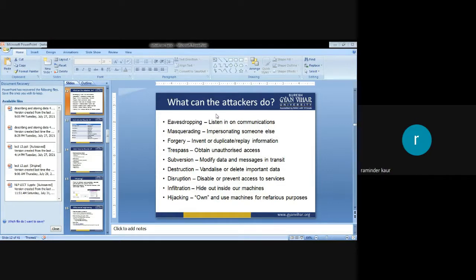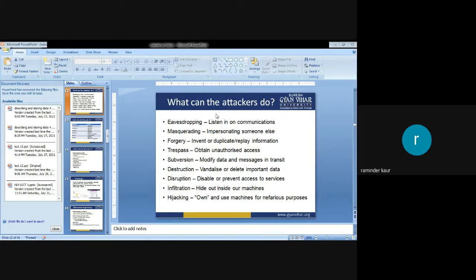Now, what can the attackers do? There are certain things that they can do. Eavesdropping. Eavesdropping is concerned with passive attackers. A is sending some kind of information to B, and there is a passive attacker lying between A and B, it could be called C. So he is passively reading the messages exchanged between A and B. So he is listening to the communication.